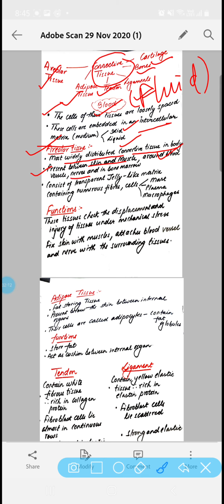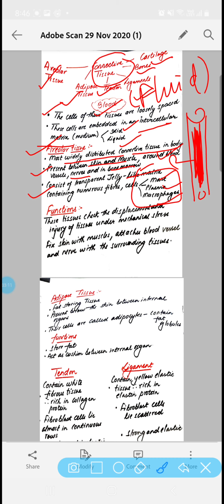Now this areolar tissue consists of a transparent jelly like substance called the matrix, and it contains a number of fibers and cells. A question comes here: what are the different types of cells present in areolar tissue? They are mast cells, plasma cells and macrophages. All of these kill the harmful bacteria, harmful pathogens or microbes.